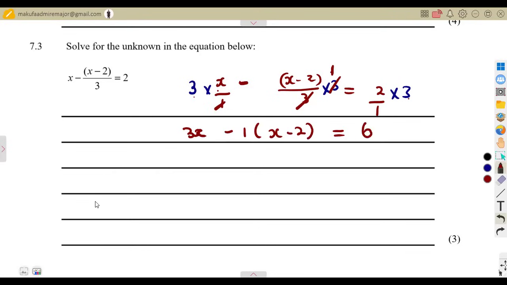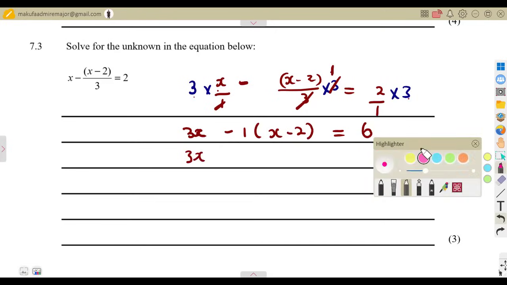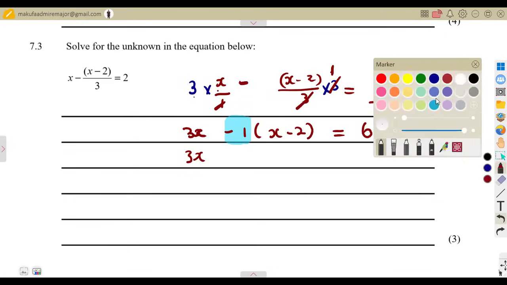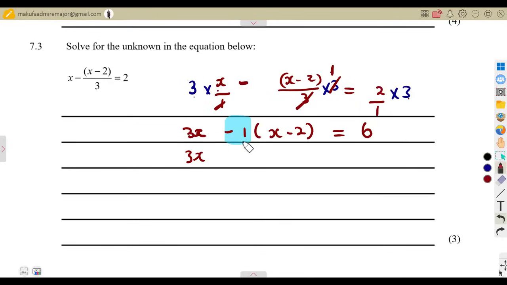We were clearing the fractions, but now we have a bracket to consider. You have to expand the bracket by what is outside of the bracket, the term or number multiplying the bracket, which is the negative 1 in this case. So distributing by negative 1, that's negative 1 times x, which is negative x. Negative 1 times this negative 2 is a positive 2, because negative times negative is a positive, and this is equal to 6.